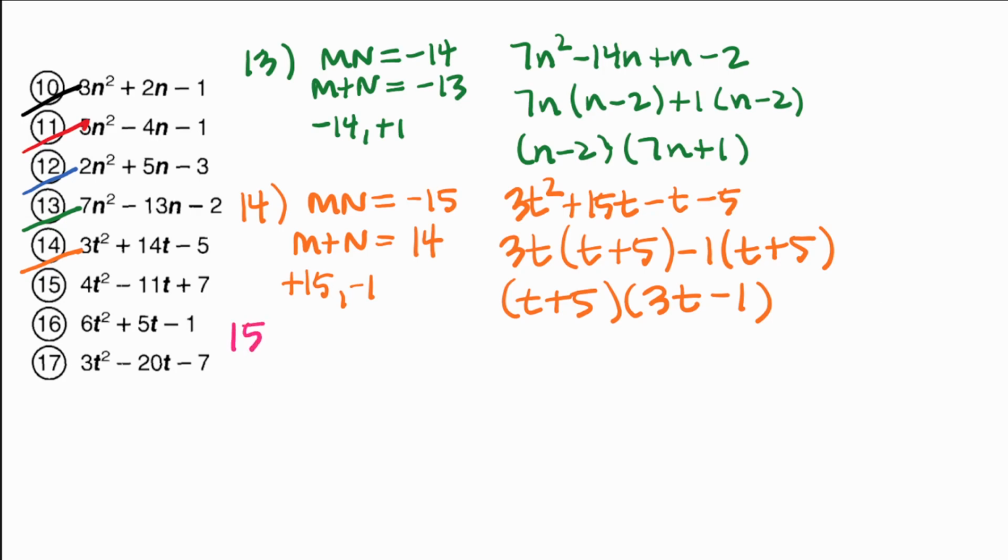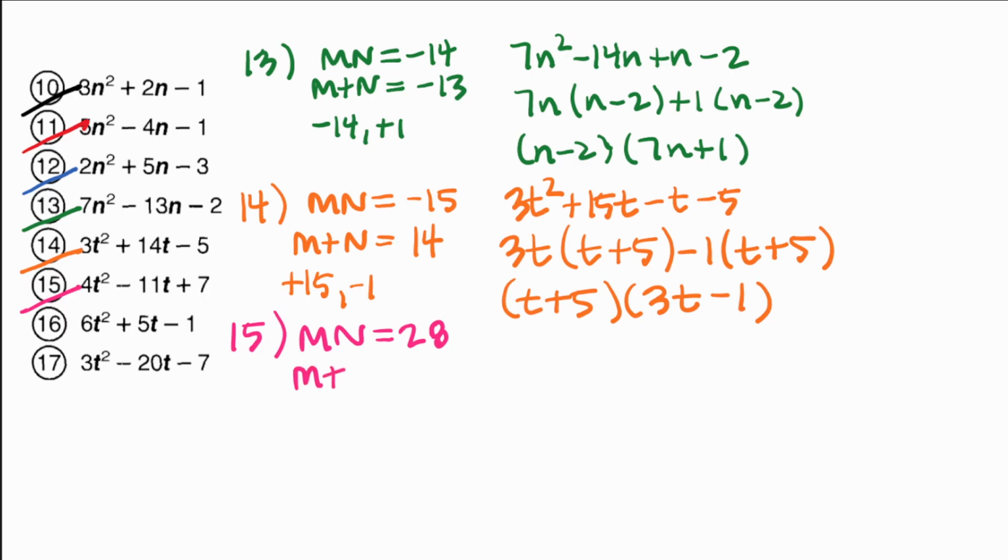Alright, number 15. 4 times positive 7 is 28. Again, because 7's a prime number, it's really going to limit your options. At this point, if it's 7 times 4, it's 7 times 2 times 2. Your options are 7 times 4 and 14 times 2. That's it. And I guess 28 times 1. But of those things, the only thing that can combine to make 11 would be 7 and 4.